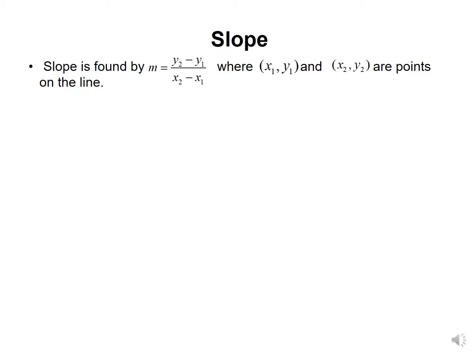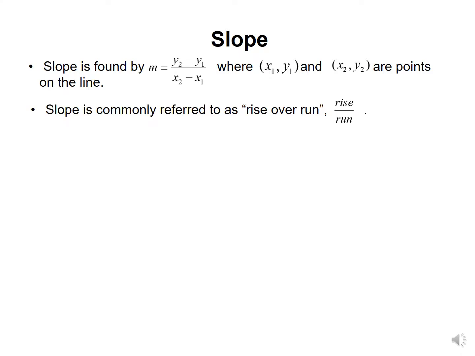x1 and y1, x2 and y2, those are just points on the line. We give them subscripts to distinguish one from the other, but it doesn't make any difference which point you call your first point and which point you call your second point. What does matter is when you're doing the subtraction in your slope, you have to be consistent. So if I use the y value from this point first and then subtract the y value from this point, in the denominator I have to follow the same order. This x minus the other x.